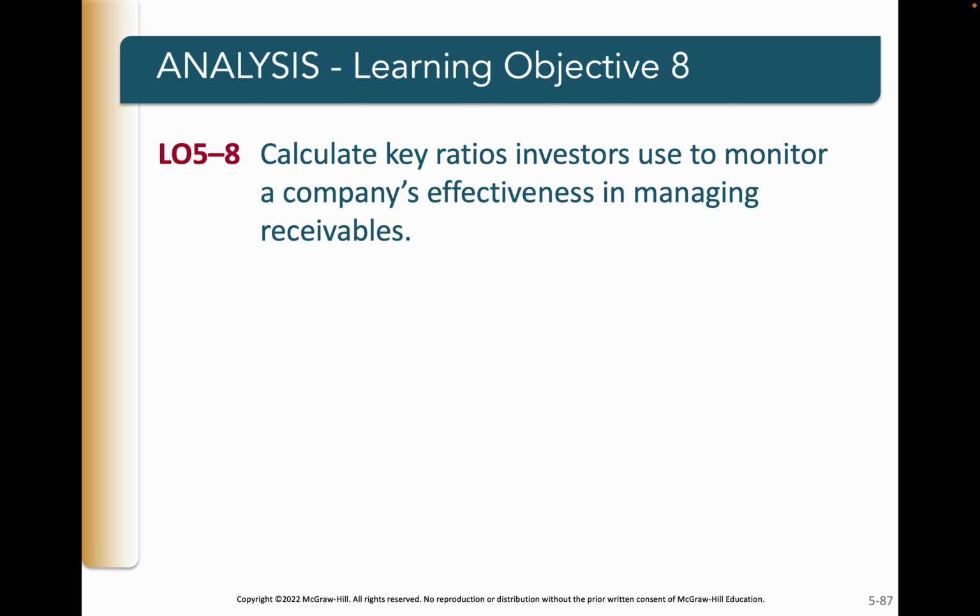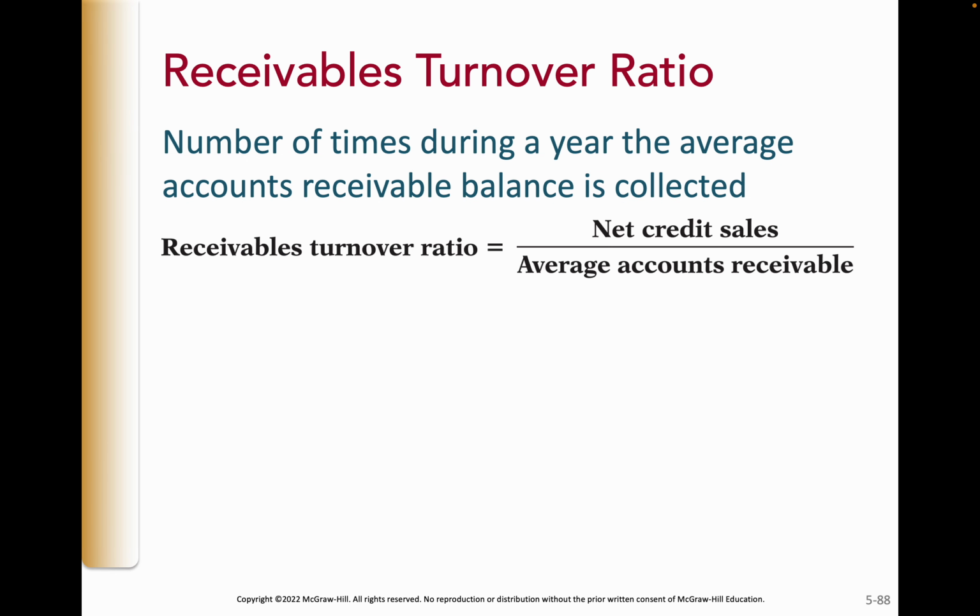Learning Objective 8 is about calculating key ratios that investors use to monitor a company's effectiveness in managing receivables. So there are a couple of ratios that we're going to use. One of them is the receivable turnover ratio. This tells us the number of times during the year that the average accounts receivable balance is collected.